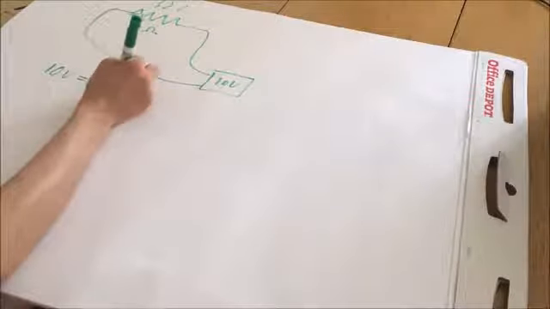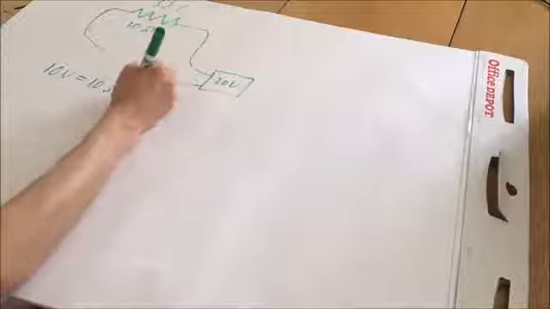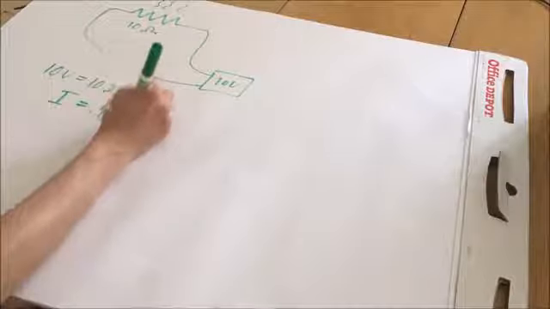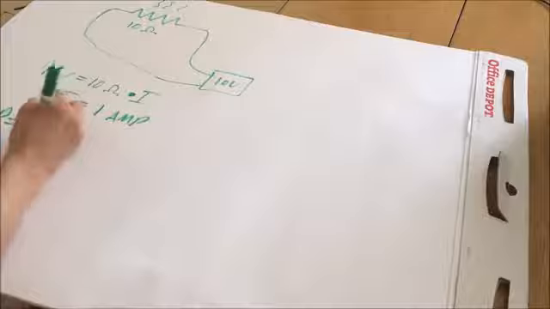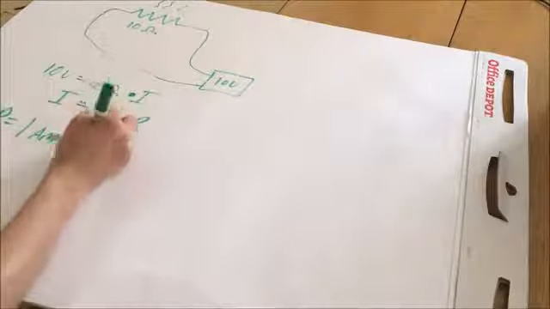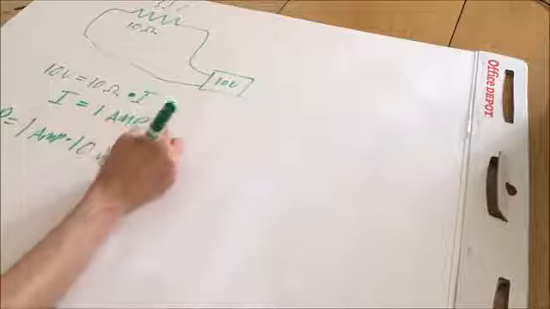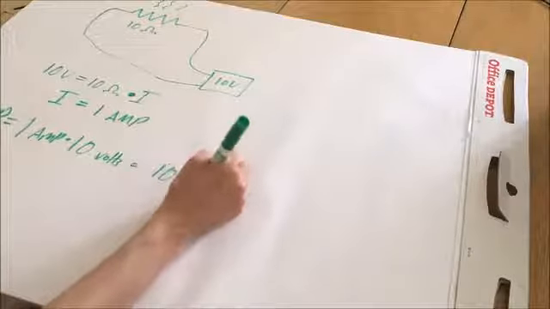So we have that this resistor is 10 ohms and 10 volts. So 10 volts equals 10 ohms times the current. And when we multiply this across, we will once again get that the current is 1 amp. Substitute that into the power formula, and we get that power is 1 amp times this 10 volts across the circuit, which is 10 watts.